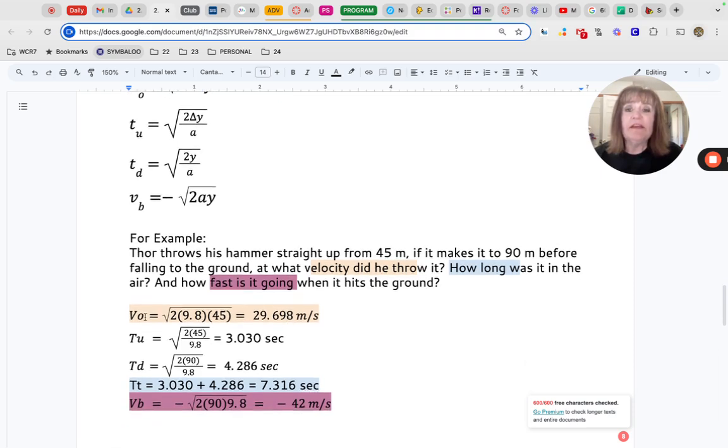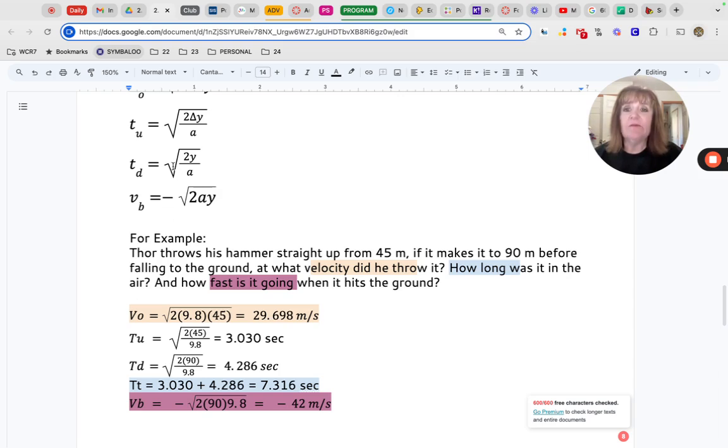So to find the V naught, we take the square root of 2a delta y. 90 minus 45 is 45. To be a V naught of 29.698 meters per second. Our time up is the square root of 2 delta y divided by a. And again, our delta y was 45, giving us a time up of 3.030 seconds.